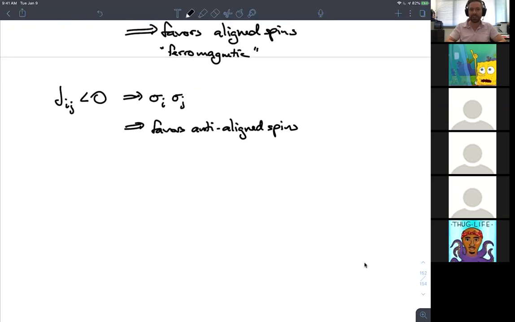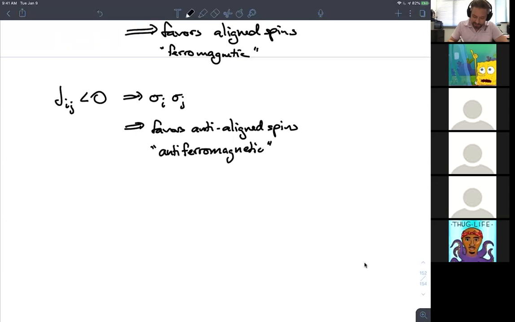Okay, so if Jij is negative, that makes things like this happy, right? Oh, it's a little dance. All right, so these kinds of materials where this happens to be the case are what are referred to as anti-ferromagnetic. And they're rather exotic. I think it's rather unusual for a material to be anti-ferromagnetic.